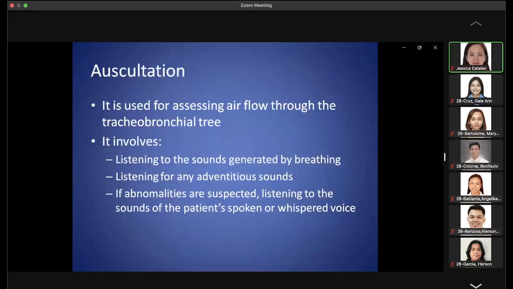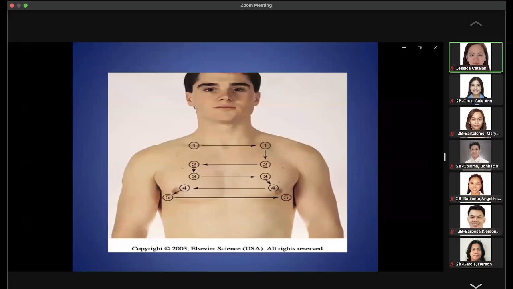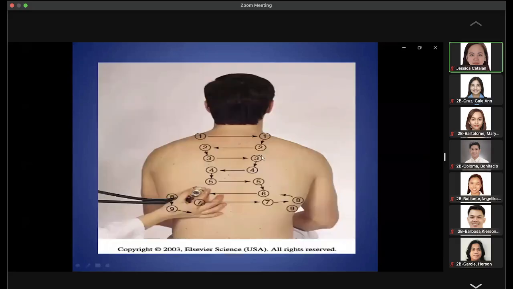Next would be auscultation. It is used for assessing airflow through the tracheobronchial tree. So it involves listening to the sounds generated by breathing, listening for any adventitious sounds, and if abnormalities are suspected, listening to the sounds of the patient's spoken or whispered voice. So this is how you do your auscultation procedure. So again, we use the inching technique. So 1-1, comparing both sides right away, 2-2-3-3-4-4. Same at the back, all right?